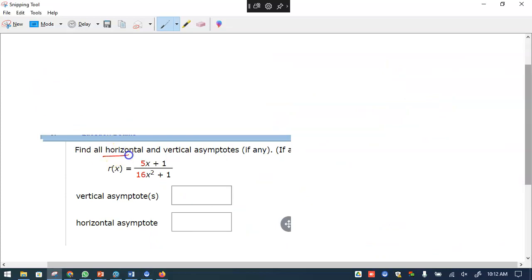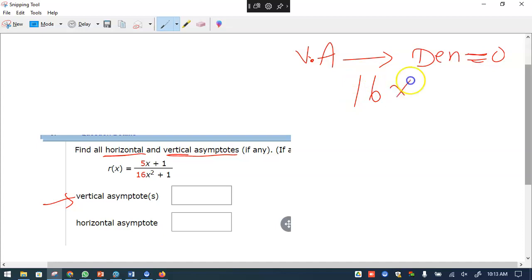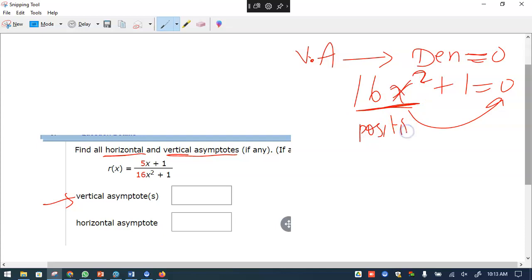Here the question asks, what is the horizontal and vertical asymptote? Again, another situation. Does it have a vertical asymptote? How do we know a rational function has a vertical asymptote? You just have to put the denominator equal to 0 and check for what value of x that works. So 16x squared plus 1. Now the question is, can this ever become 0? Because there is an x squared term, this will always be positive, and you are adding 1 to it. So this will always be positive. The denominator is never 0, so there is no vertical asymptote here. You say does not exist.